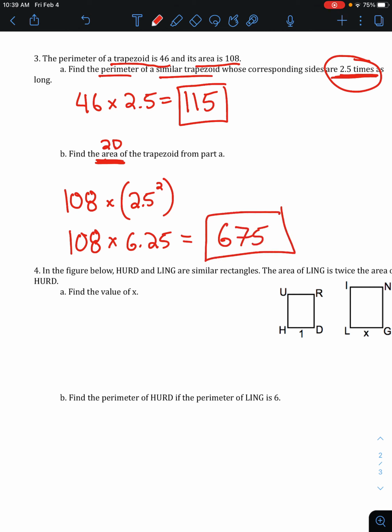675 square units. Okay, so that is if we are given perimeter and area, given a scale factor. We know that the perimeter scales directly with the scale factor. The area is the square of the scale factor is how we map there.